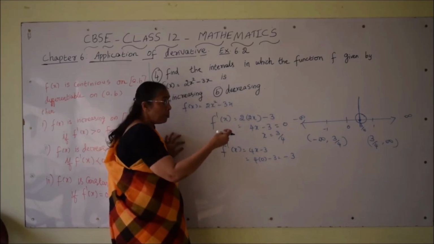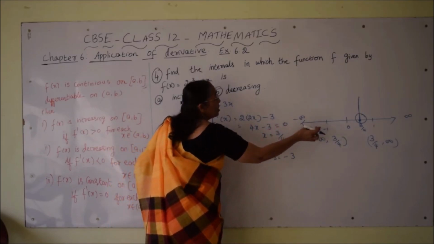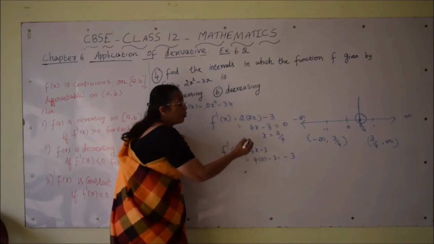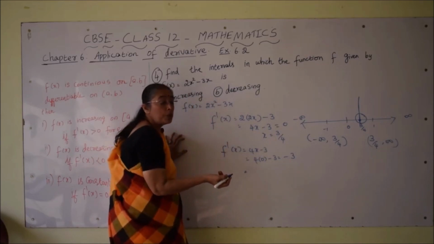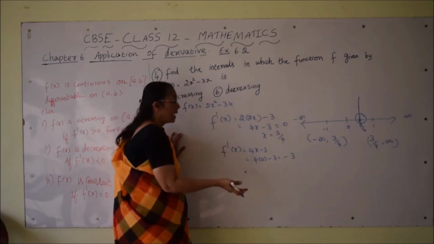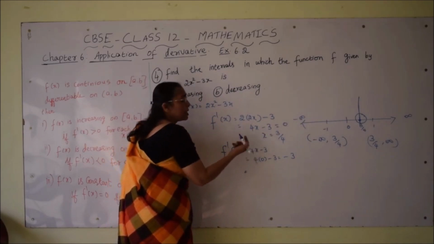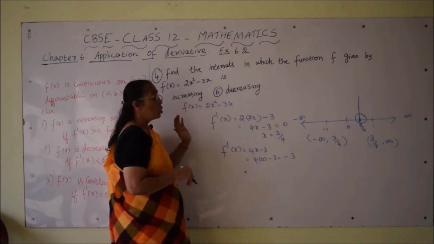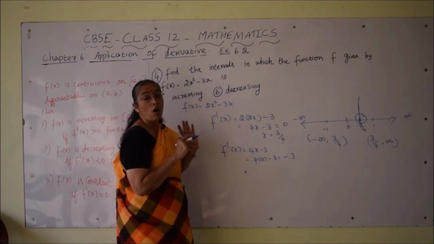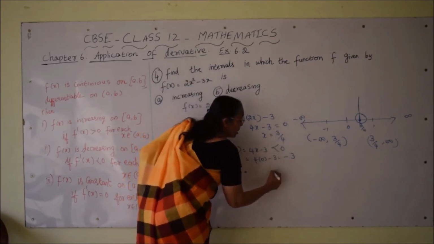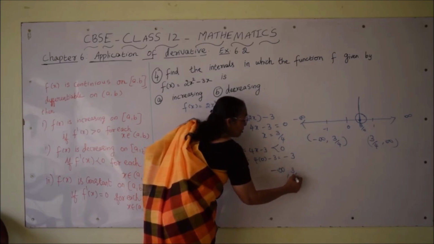For example, one more example you take to confirm it. So, let me take minus 1. So, 4 into minus 1, minus 4, minus 3, minus 7. Any value you can give for x which is less than 3 by 4. Minus 100 is also, 4 into minus 100, minus 400, minus 3, minus 403. So, our f dash of x is always negative, less than 0. In which interval? Minus infinity comma 3 by 4.